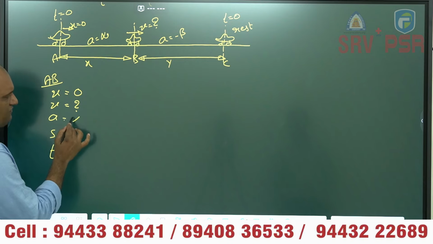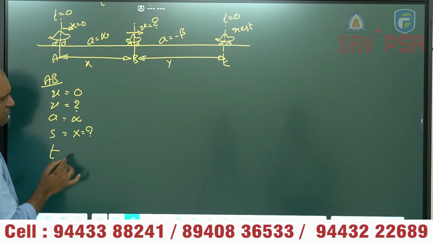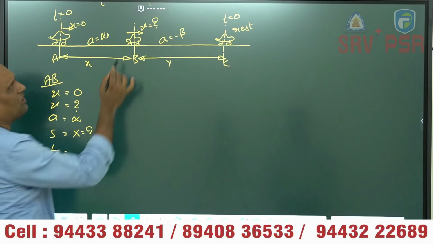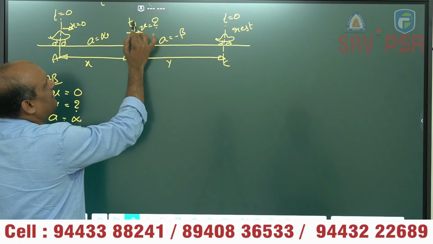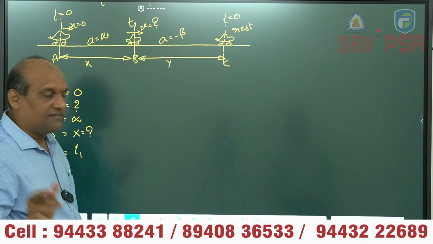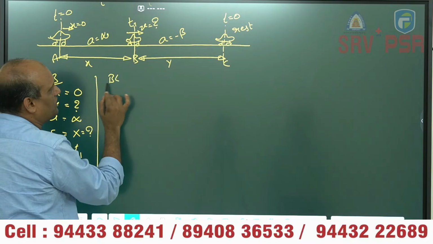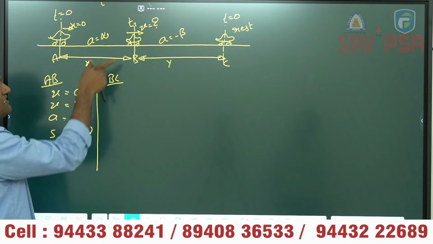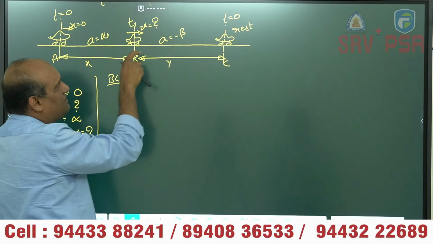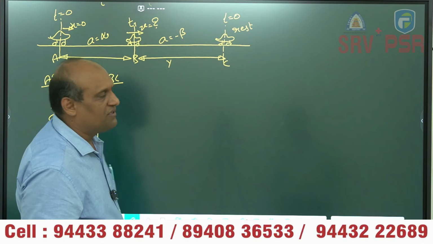A is alpha. Covered distance is X. I want to find this X value. And time I don't know, so I am going to take it as T1, the accelerating time. Then I am going for BC. I am not supposed to take AC here, because the AB part is with a different acceleration; BC's acceleration is different. Both the parts' acceleration is not the same.